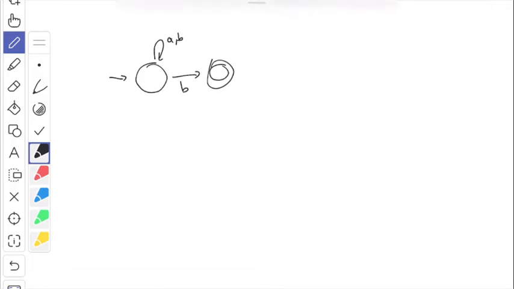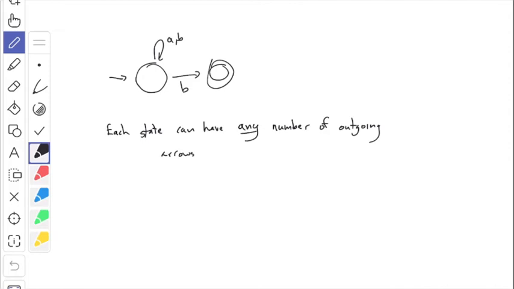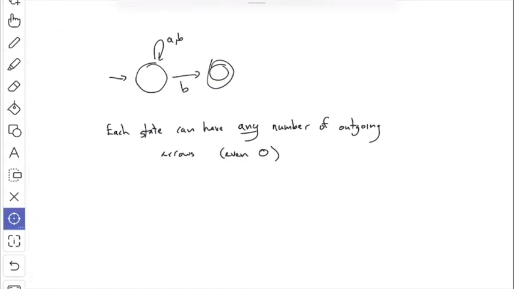This is a legal NFA. So in an NFA, each state can have any number of outgoing arrows, and I will say parenthetically, even 0 outgoing arrows. In this example, this state on the right here has no outgoing arrows. That is allowed in an NFA. Each state can have any number of outgoing arrows.